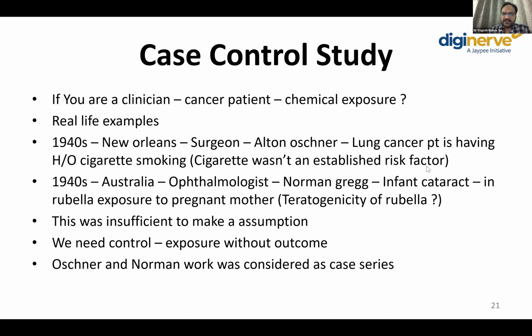Similarly, in the same year, 1940, Australian ophthalmologist Norman Gregg saw some cases of infant cataract, and he found that the mothers who were pregnant and had rubella had infants with cataract. So he tried to establish the teratogenicity of rubella. But there is a problem. We have cases only. We do not have controls. So at that time, these studies were not considered case control. They were considered as case series only.